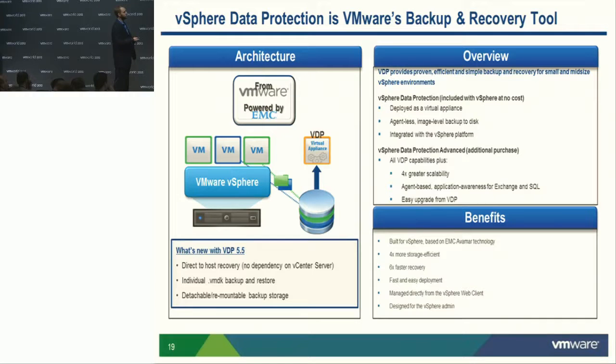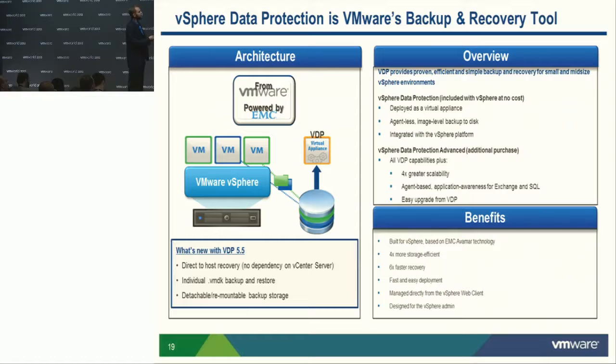The other one I think is a big deal is detachable, remountable backup storage. So if you do a backup using this and you lose the virtual appliance that you see here, you don't need that same virtual appliance in order to facilitate a restore. You could use another VDP appliance that sits somewhere in the environment to do the restore. That's a powerful characteristic as well, giving you some more granularity.